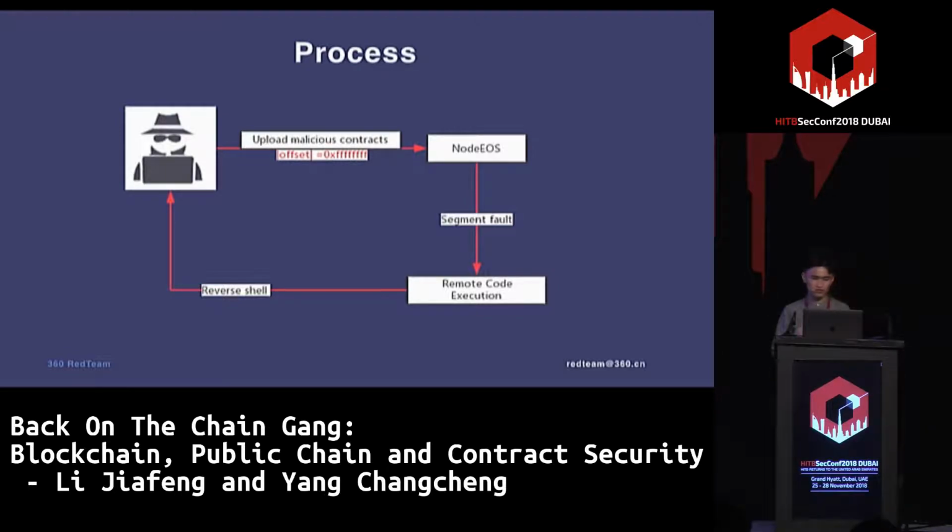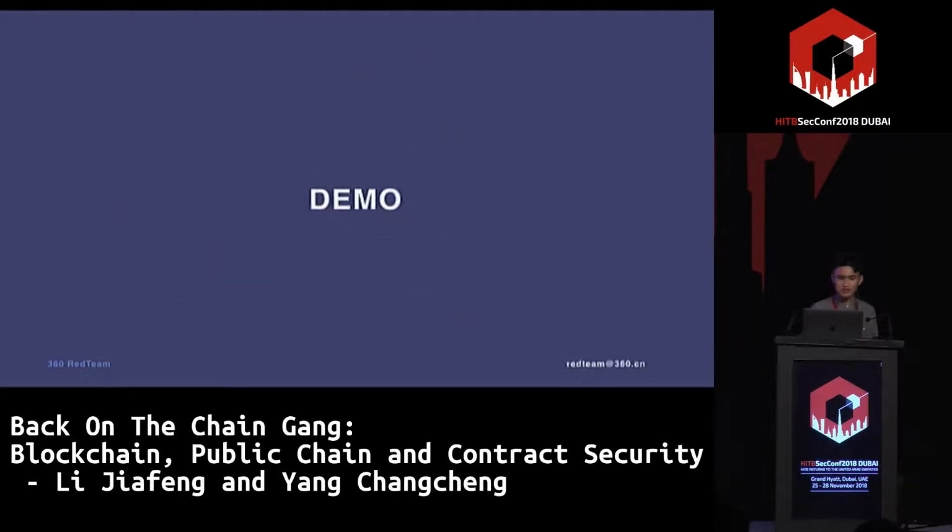arbitrary memory read and write in the node OS process, and bypass common exploit mitigation technologies such as DEP on a 64-bit OS. Once successfully exploited, the exploit starts a reverse shell, connecting back to the attacker. So this is our demo.